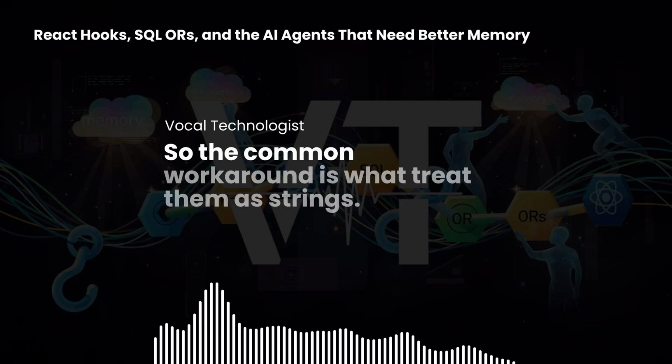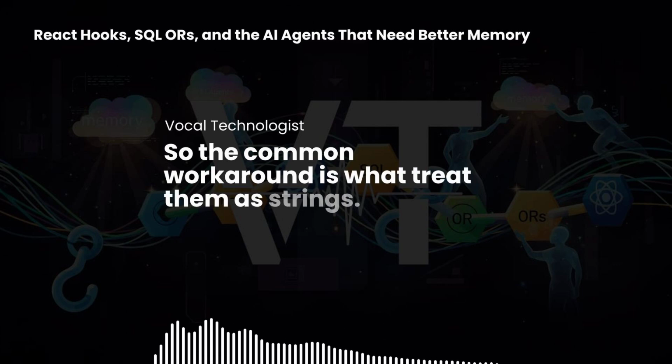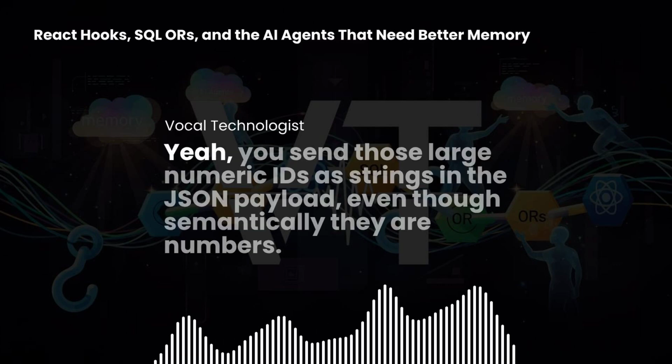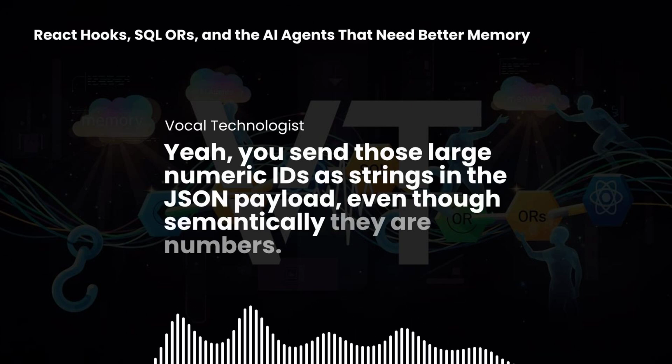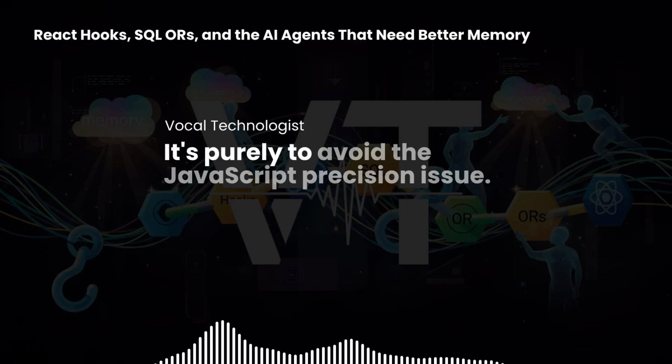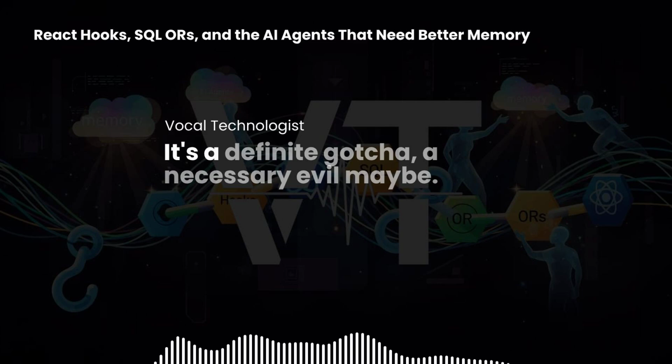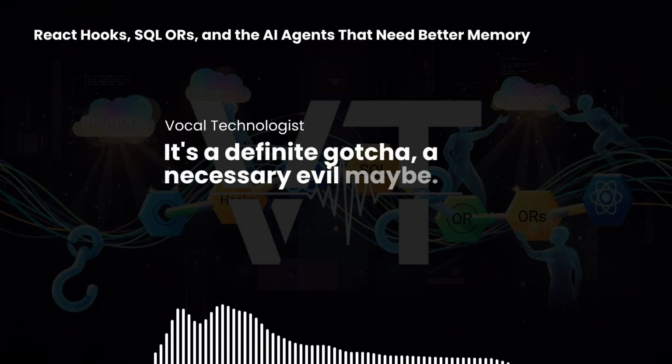Ouch. So the common workaround is, what? Treat them as strings. That's the painful industry standard, yeah. You send those large numeric IDs as strings in the JSON payload, even though semantically they are numbers. It's purely to avoid the JavaScript precision issue. It's a definite gotcha. Unnecessary evil, maybe.